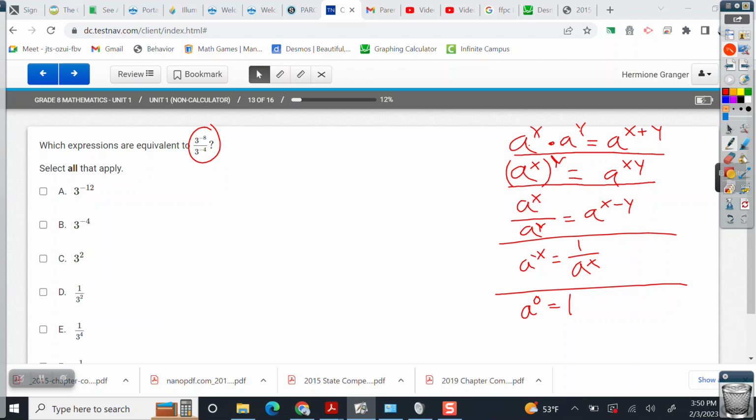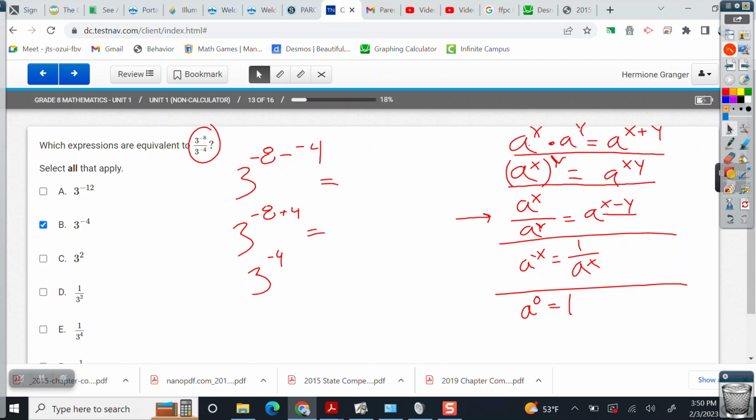So the first thing I notice is I have a division problem, and when we're dividing, we have to subtract the exponents. So this is going to be equal to 3 to the negative 8 minus negative 4 power. Well, subtracting a negative is like adding a positive, so really this is the same thing as saying 3 to the negative 8 plus 4, which is equal to 3 to the negative 4th. So I can safely click this one right here.